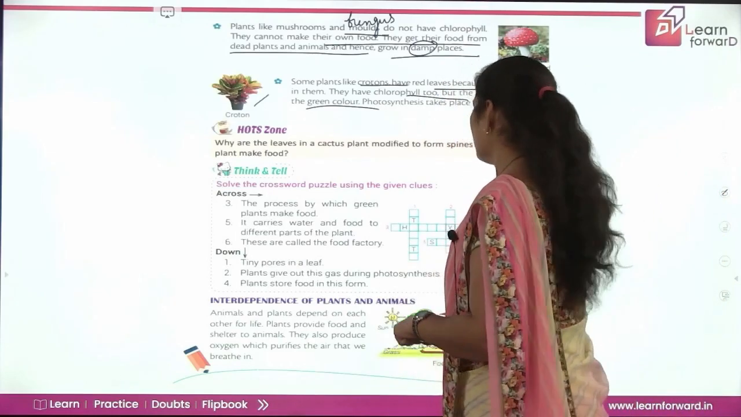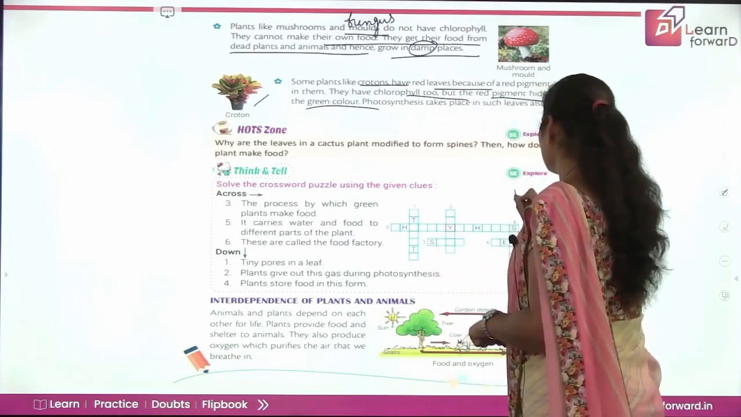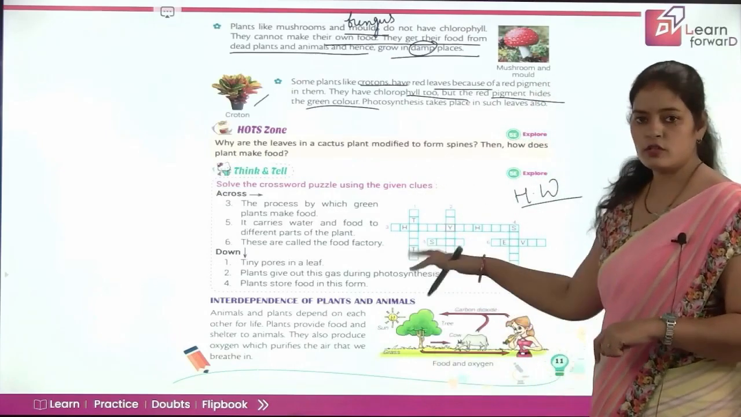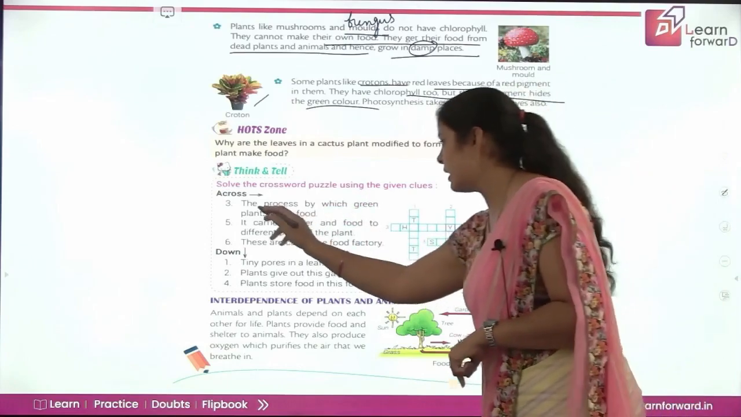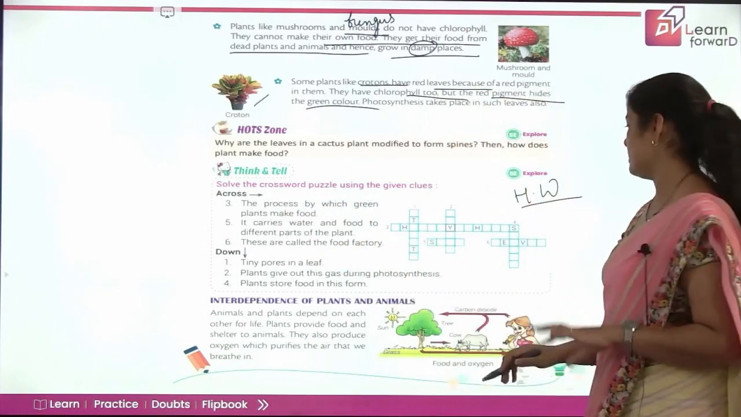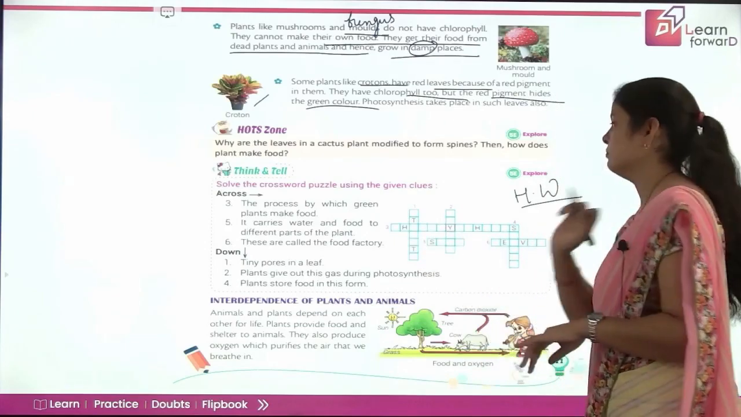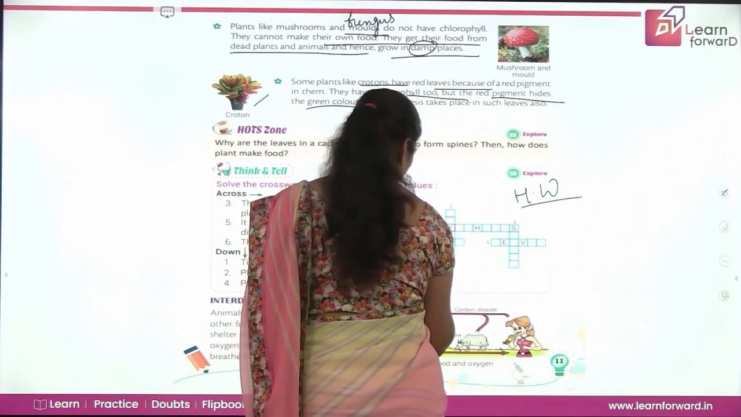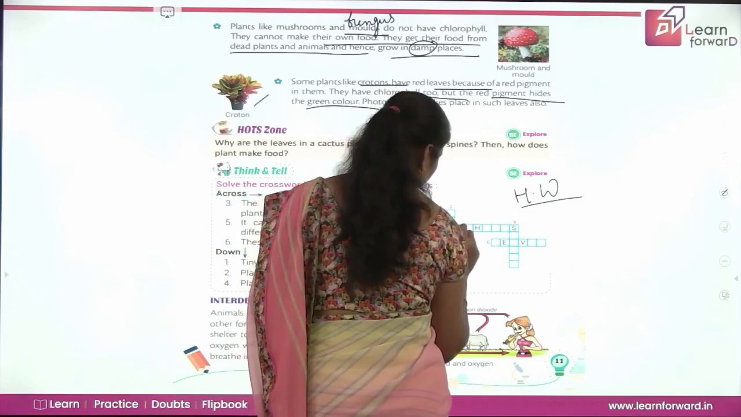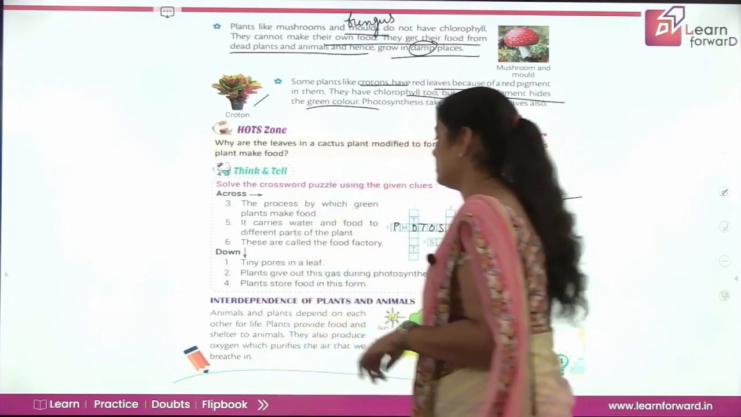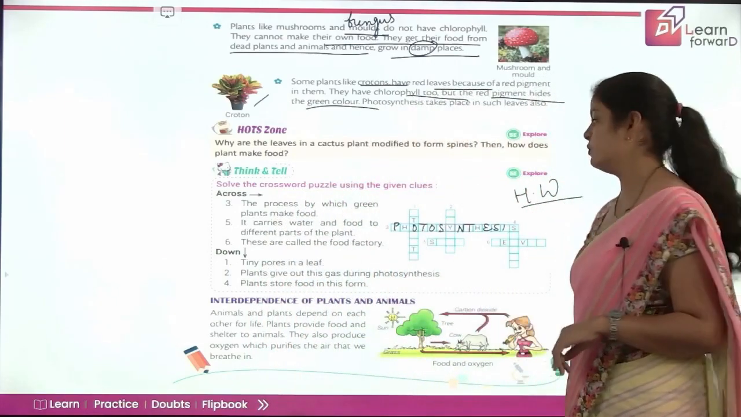Now next, this question is your homework question, because everything we have discussed, you have to do in your notebook. This is a crossword puzzle. First I can tell you the process by which green plants make food: photosynthesis. So this long line will be photosynthesis. This one I am doing only for you, the rest you have to find on your own. This is a homework question, you have to do it on your own.